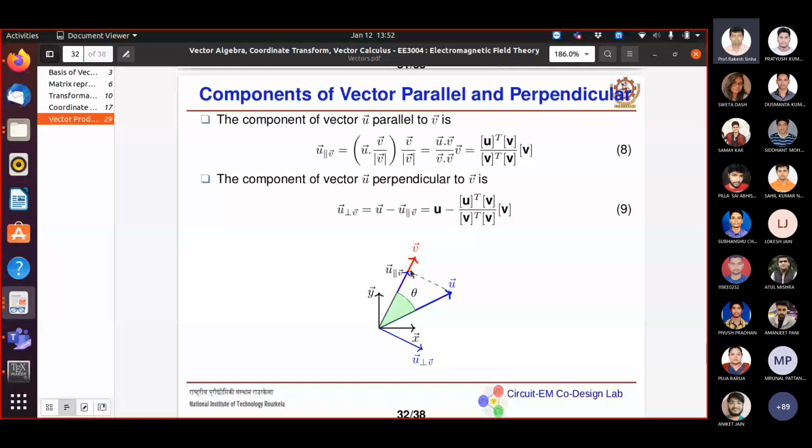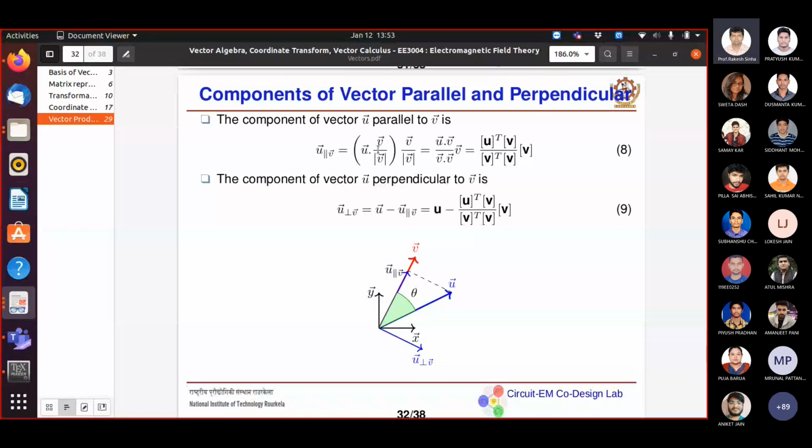Okay, so parallel in the V direction is basically the projection. If I take the projection of U in this direction, this vector indicates U parallel V. The rest of the component is orthogonal to this one, or basically perpendicular to the V direction.